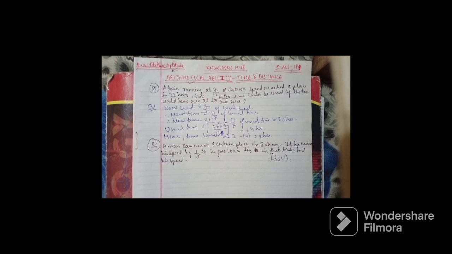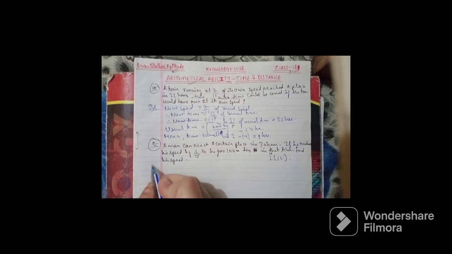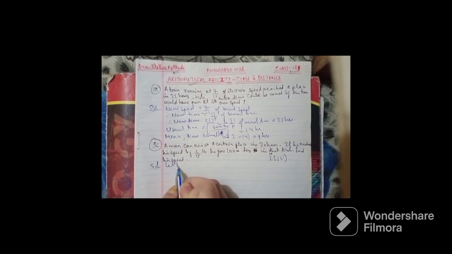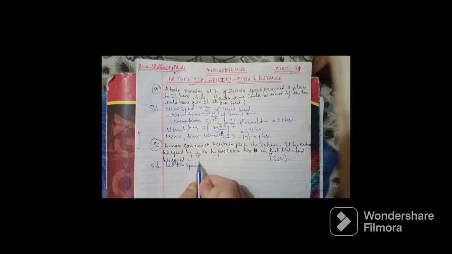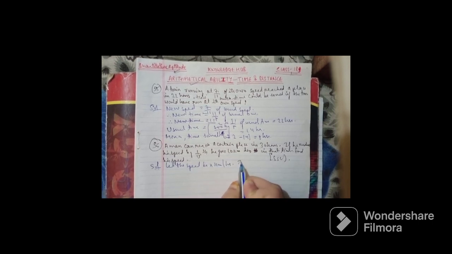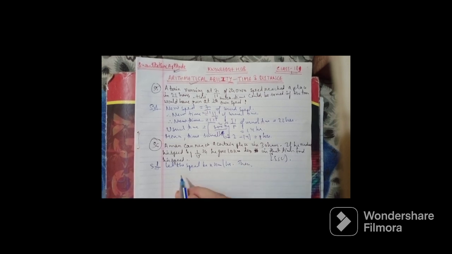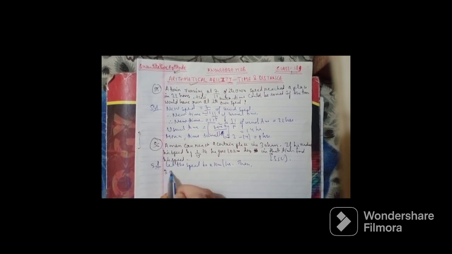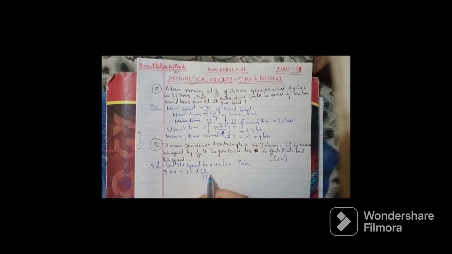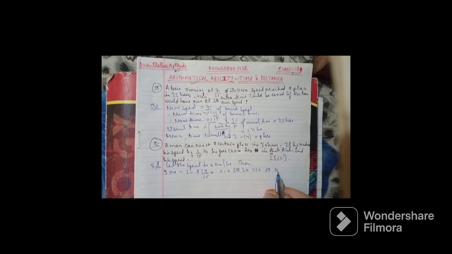So here we go. Let the speed be x km per hour. Then 30x minus 30 into 14 by 15x equals 10. 2x equals 10. x equals 5 km per hour.